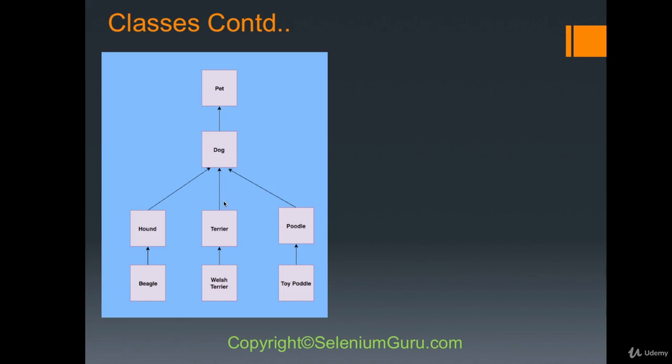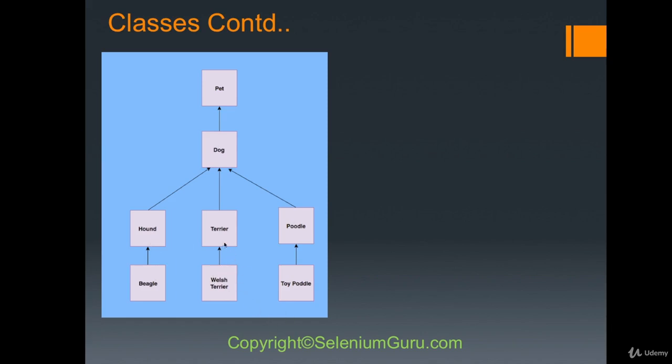What I'm saying here is that pet is like a blueprint. It has certain characteristics. You have this class called pet, and dog is a child class because it has some characteristics of pet. Similarly, hound is a child class of dog. Terrier is a child class of dog. Poodle is a child class of dog, and Beagle is a child class of hound.